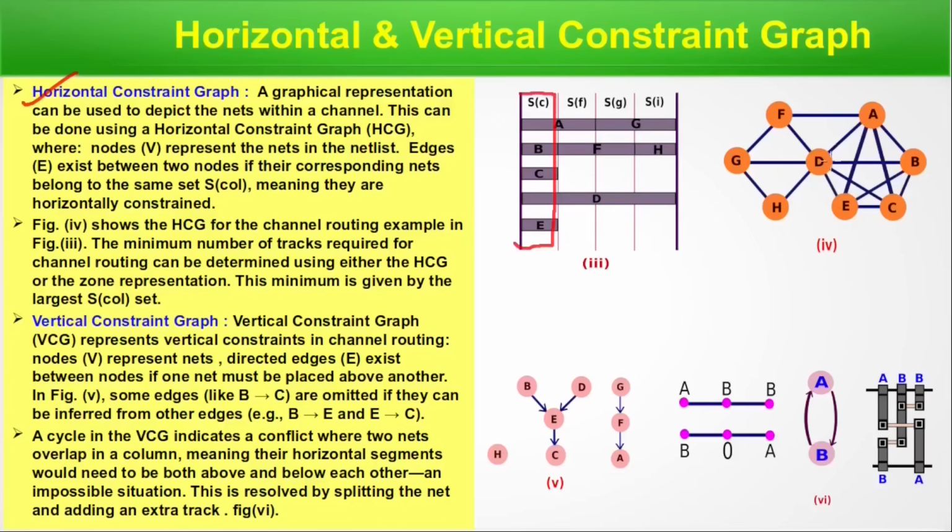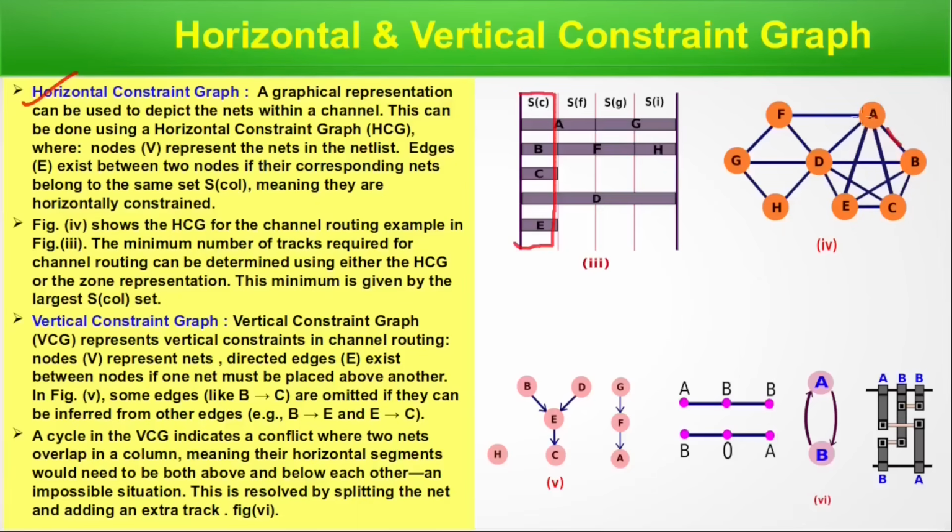Look, A is connected to D, B, E, C. This way B is connected to A, C, D, E. C is connected to all other 4, A, B, D, E. E is connected to D, A, B, C, and D is connected to A, B, E, C. In graph, these are nodes and this is edge.